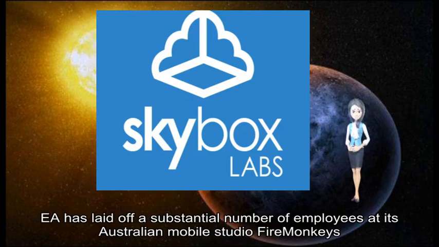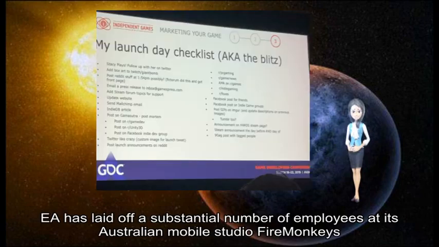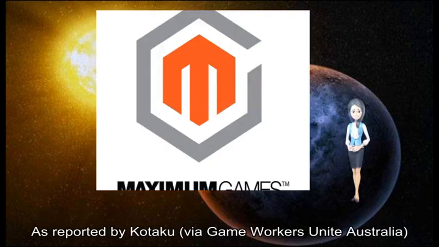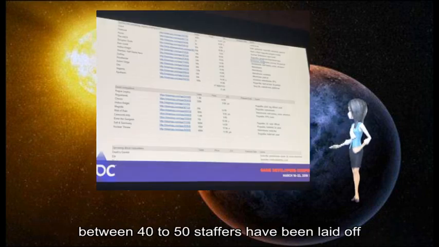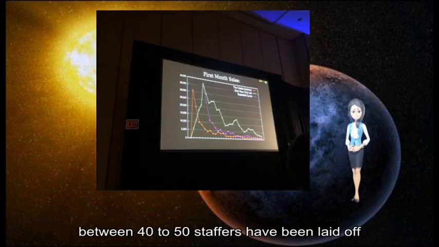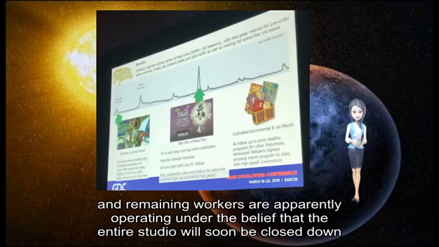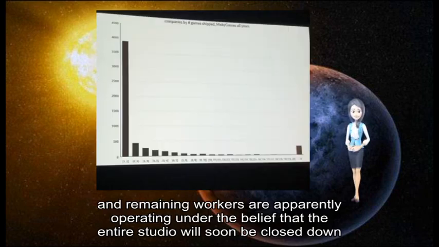EA has laid off a substantial number of employees at its Australian mobile studio 5 Monkeys, as reported by Kotaku. According to Game Workers Unite Australia, between 40 to 50 staffers have been laid off, and the remaining workers are apparently operating under the belief that the entire studio will soon be closed down.